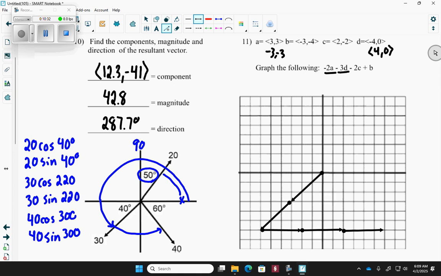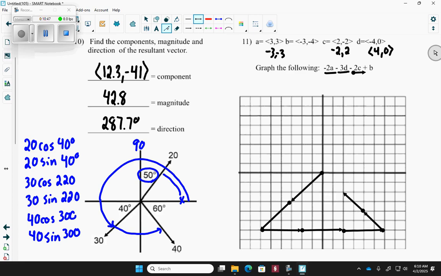All right, so negative 2C is my next thing. So that would be (negative 2, positive 2). All right, so negative 2, positive 2, negative 2, positive 2.